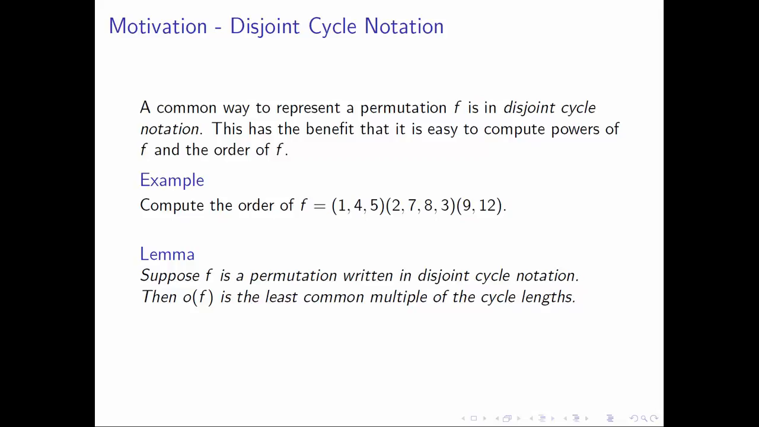Then we can compute the order of f by just computing the least common multiple of the cycle lengths. So if we go back to our specific example, we checked that f really was written in disjoint cycle notation. The cycles really and truly were disjoint. So computing the order of f is as simple as computing the least common multiple of the numbers 3, 4, and 2, which is a pretty simple thing to do, and we see that that's 12.